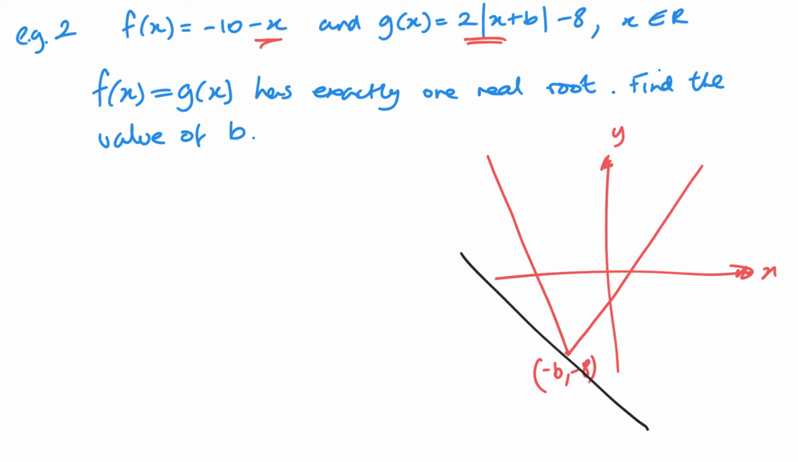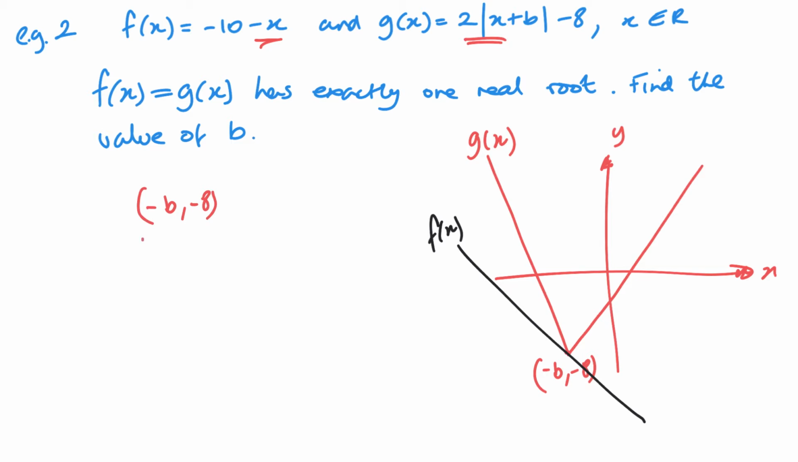This should work better. So the idea is that if it crosses anywhere up here, it's basically going to have 2 roots. Down here will be 0 roots. We want it when it crosses at this point. So this black line will be my f of x, and the red one is my g of x. Now, since I know what this coordinate is, this coordinate is minus b minus 8.